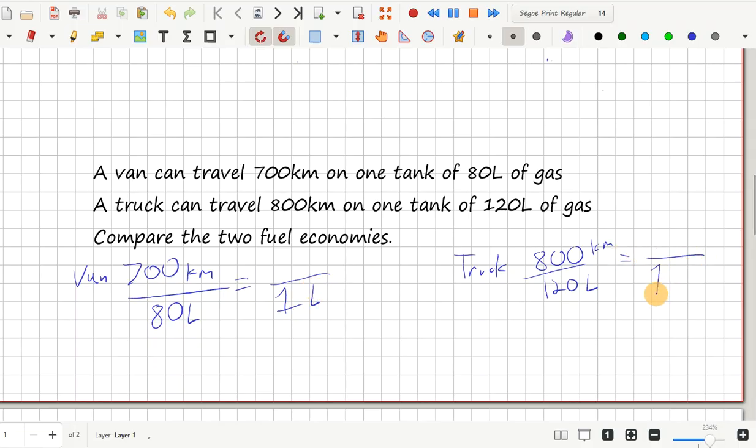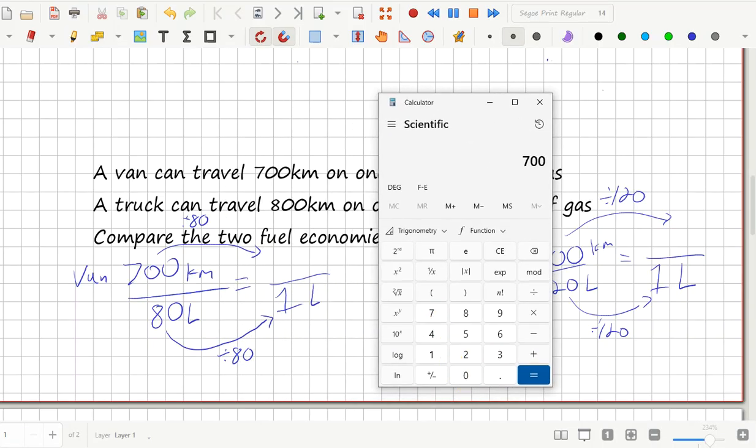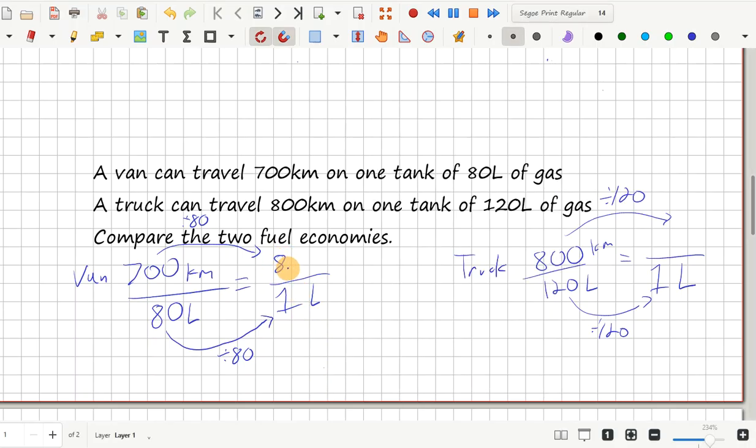So both of these, we're going to break down per 1 liter of gas to see which one has the best fuel economy. So this one we can see right away from 80 to 1, I divide by 80. So I'm going to have to take the top and divide it by 80 as well. This one here, I'm dividing it by 120. So I'm going to have to take the top and divide it by 120 as well. So for the first one, 700, I'm dividing it by 80 because I divided the bottom by 80. I get 8.75 kilometers per liter. So this van can travel 8.75 kilometers on every 1 liter of gas.